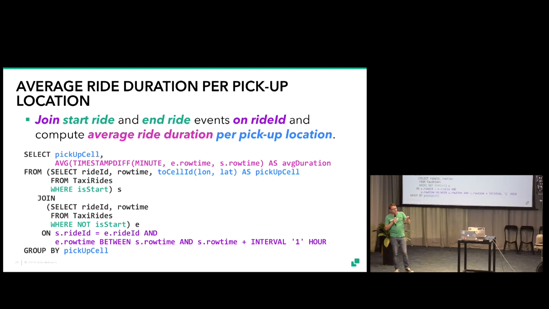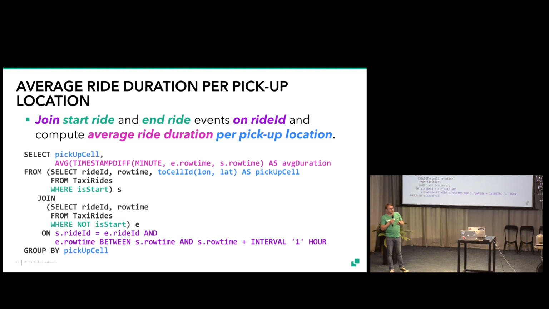We compute this to cell ID. This is a user-defined function which takes the longitude and the latitude and then discretizes them. Joining on longitude and latitude values doesn't make a lot of sense, so we basically discretize that into cells of 100 by 100 meters. And later on, we join those two tables.